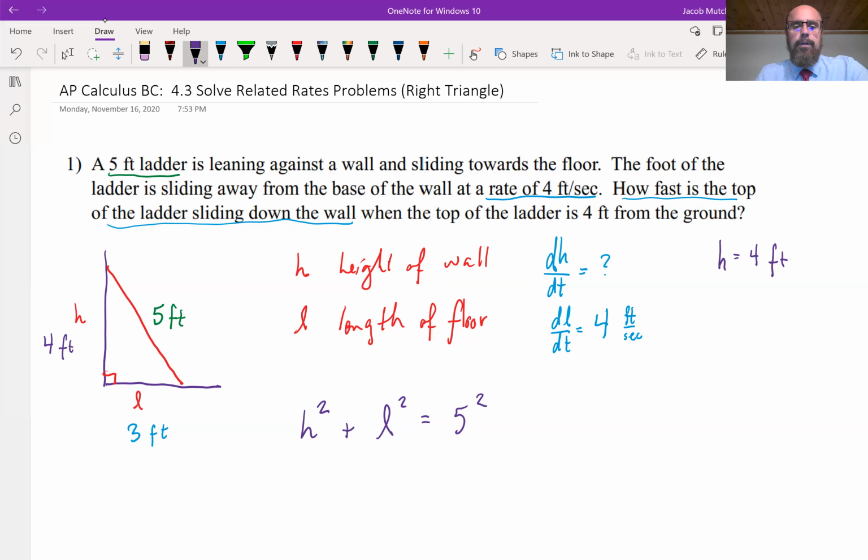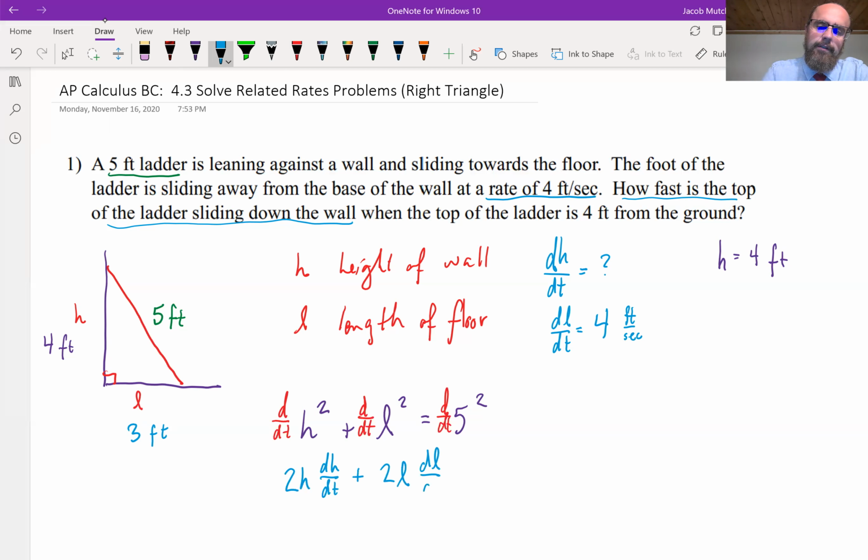So at this point, I want to go ahead and take the derivative of both sides. So I'm going to apply d/dt to each term in the equation. And what that'll give me is this differentiated equation. So it's going to be 2h dH/dt plus 2L dL/dt, and that's going to equal 0. The derivative of 25 would be 0.